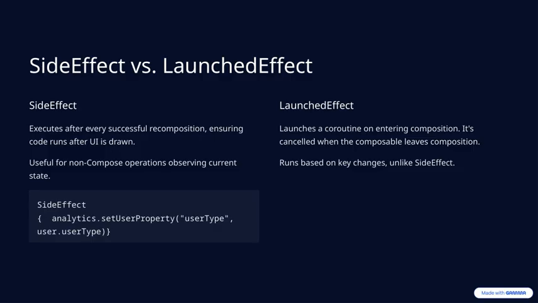This ensures that every time your UI recomposes, your analytics are updated with the latest user type. Now, on the other hand, LaunchedEffect is a bit different. It launches a coroutine when the composable enters the composition, and it gets canceled automatically when the composable leaves. This makes it ideal for one-time operations or tasks that depend on certain key changes. Unlike SideEffect, LaunchedEffect runs only when specific keys change, which gives you more control over when your side effects happen. So, in the bigger picture, understanding when to use SideEffect versus LaunchedEffect helps you manage side effects efficiently, ensuring your app remains responsive and behaves as expected during UI updates.